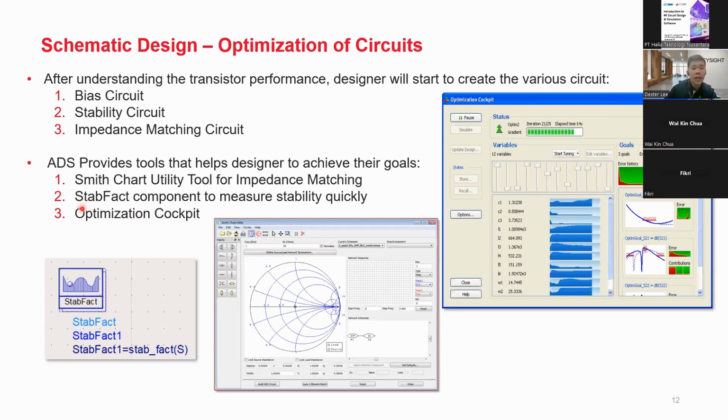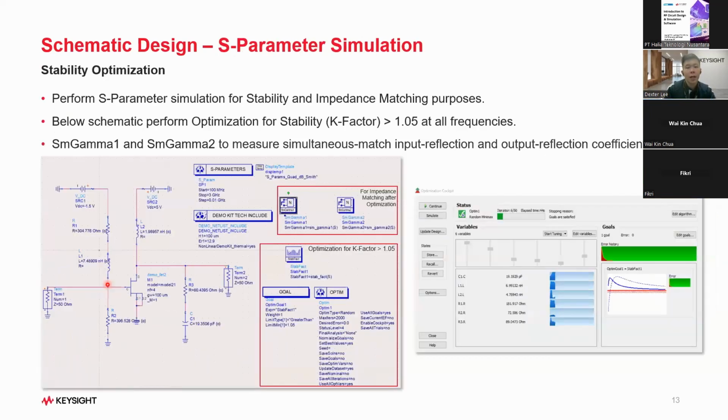One thing to note is that ADS also has quick components for you to quickly measure parameters such as the stability of your power amplifier, knowing the K factor of your power amplifier, or knowing the maximum gain of your amplifier as well. So we have these quick component tools that help you do your measurements for your simulation design very quickly. Okay, so with that, we're going to look at stability optimization.